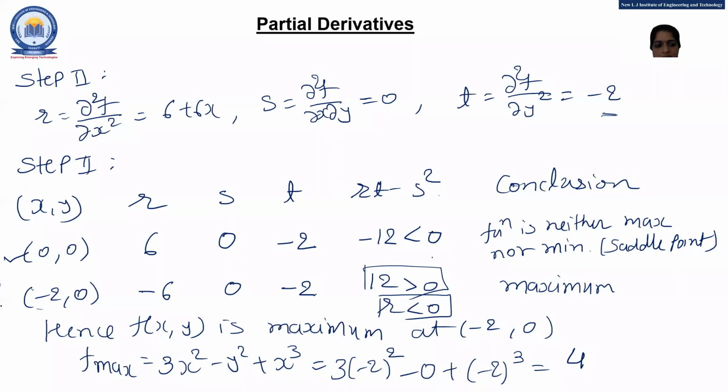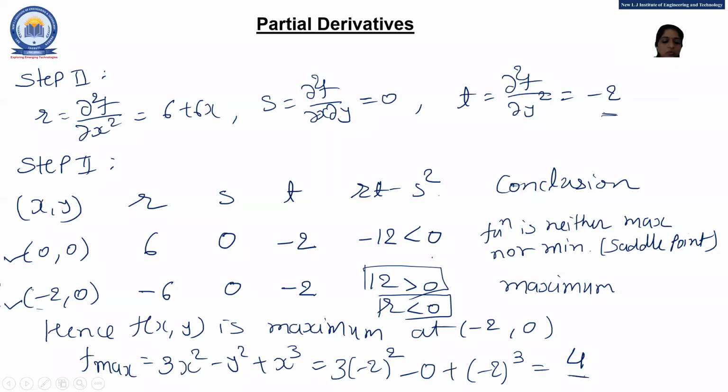But for the other stationary point, (-2, 0), my value of r is minus 6, s is 0, t is minus 2. So the value of rt minus s square is 12. It means it is greater than 0. And the value of r, that is minus 6, is less than 0. So my function has a maximum and my maximum value is 4.